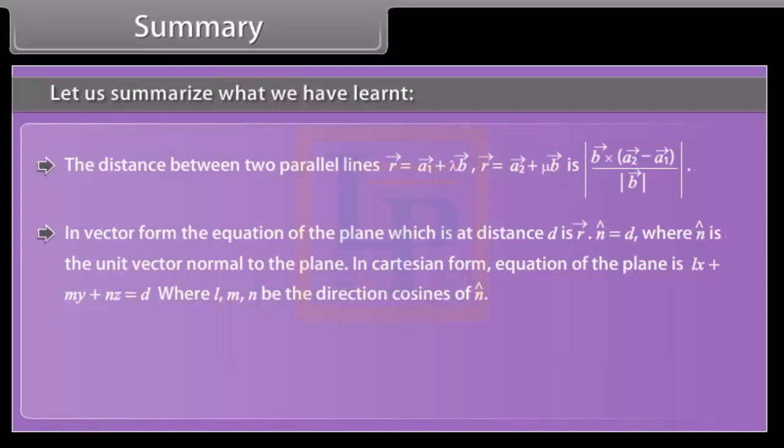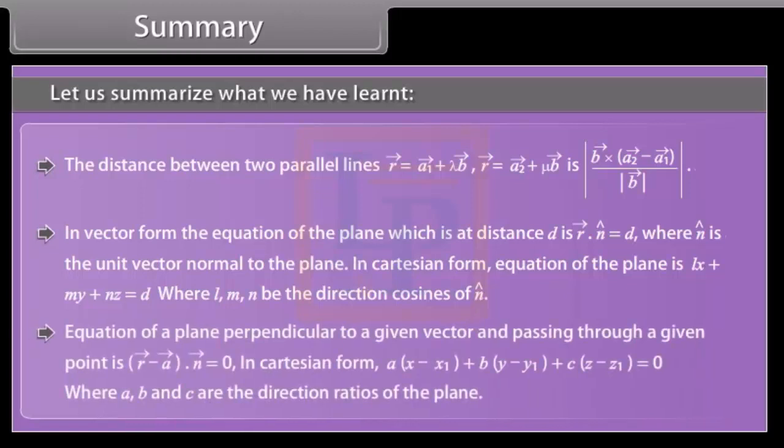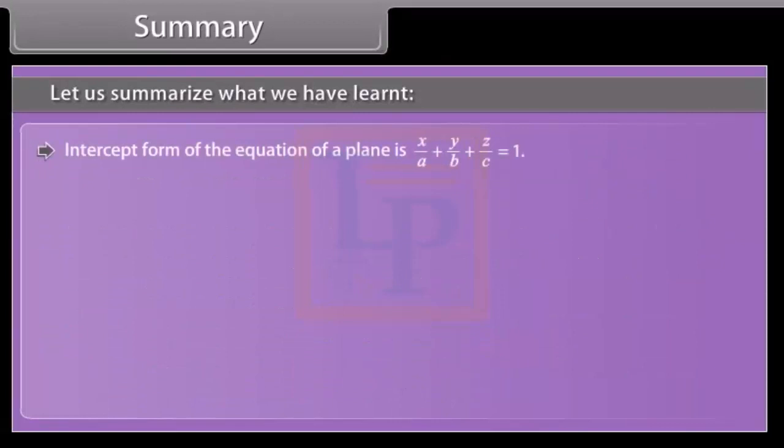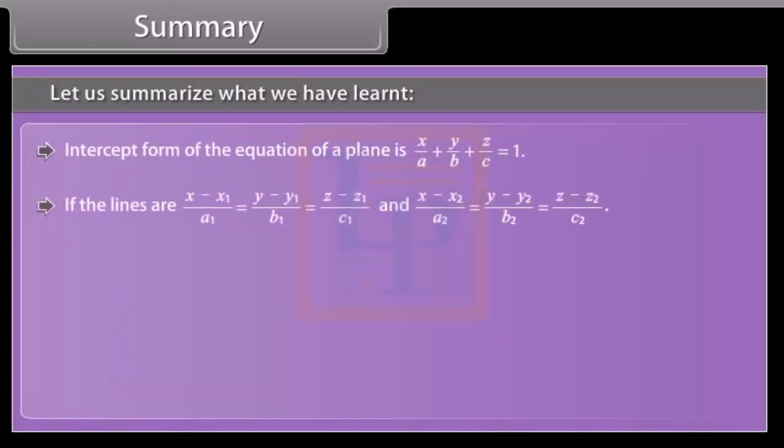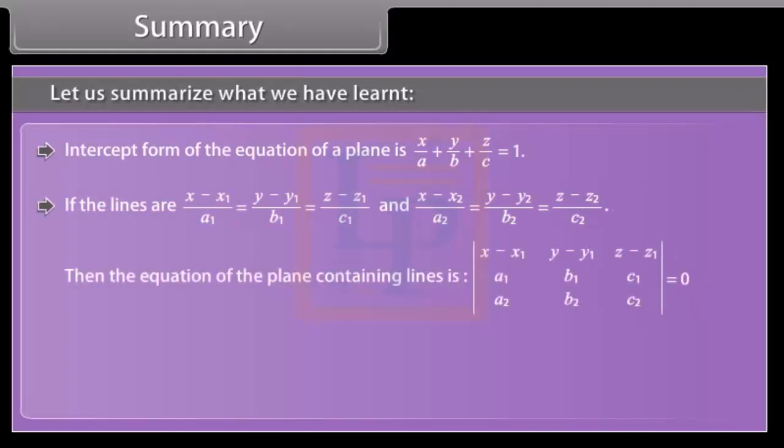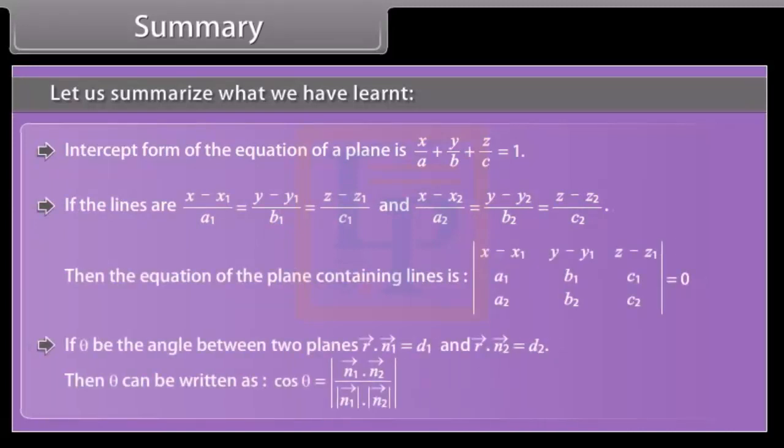In Cartesian form, the equation of the plane is given by the following, where l, m, n are the direction cosines of cap n. The equation of a plane perpendicular to a given vector and passing through a given point is, in Cartesian form, given by the following, where A, B and C are the direction ratios of the plane. Intercept form of the equation of a plane is given by the following. If the lines are given, then the equation of the plane containing the lines is given by the following. If theta is the angle between two planes, then theta can be written as follows.